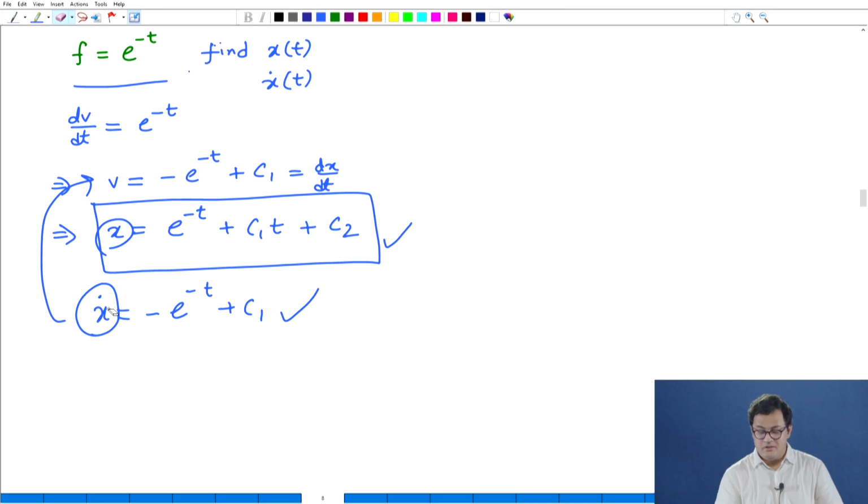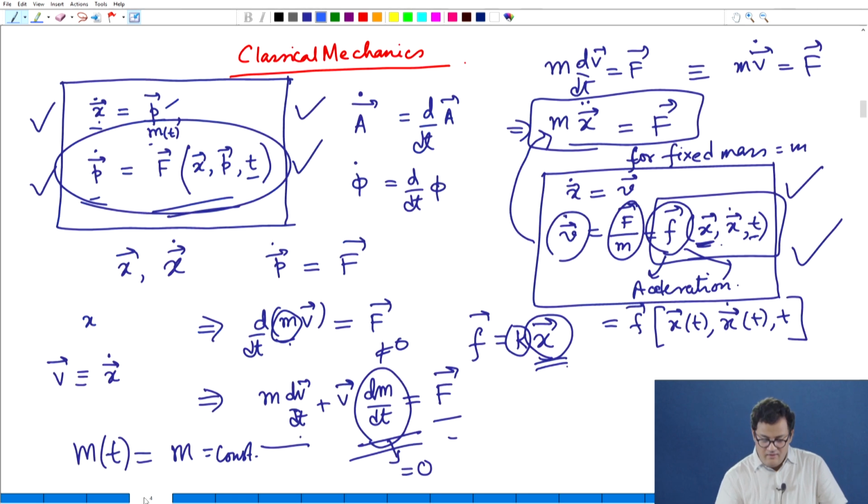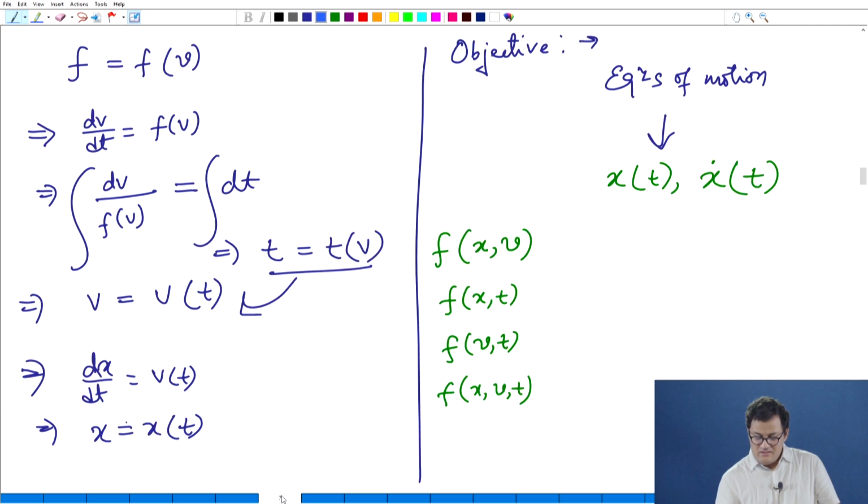You need to know the initial condition. Since this is a second order ordinary differential equation, what you are solving is v dot, which is second order in x, d2x/dt2 is equal to something. So, actually you need two initial conditions, or equivalently, if you think that this is a combination of two first order ordinary differential equations, then also you need 1 plus 1, two initial conditions, to completely specify that.